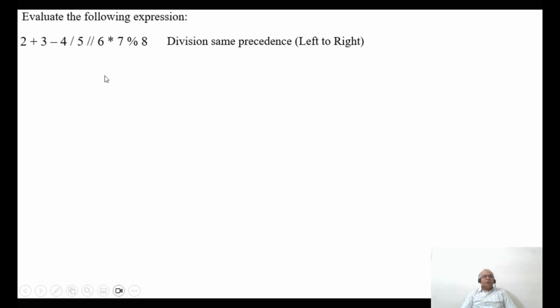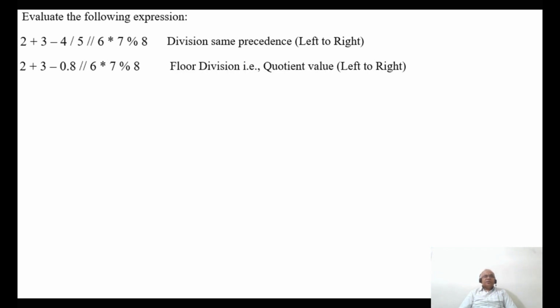If you want 4 divided by 5, what will you get? 0.8. So the expression becomes 2 + 3 - 0.8 // 6 * 7 % 8, where the double slash is the floor division. Then it should be evaluated. After division you get the floor division. 0.8 floor-divided by 6 becomes 0. So you get minus 0.8 // 6, which becomes 0. Now you can see 2 + 3 - 0 * 7 % 8.